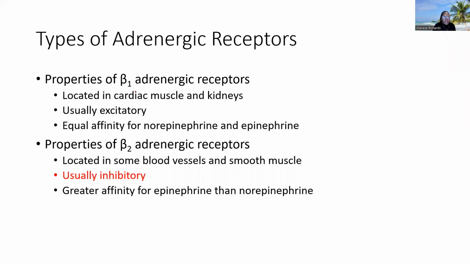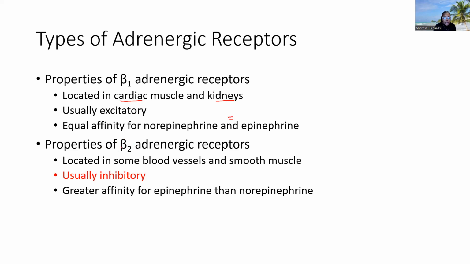Now let's look at the individual location of beta receptors, because these are kind of a little bit more specific. So beta 1 receptors will be on the cardiac muscle and the kidneys. They're going to usually be excitatory. And again, excitatory here means what they're going to do to their tissue, so their tissue effect. They're going to have equal or even affinity for norepinephrine and epinephrine. So they're going to equally prefer both of these. And again, cardiac muscle and kidneys.